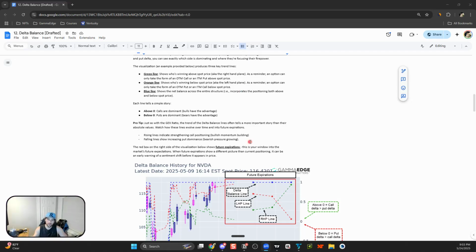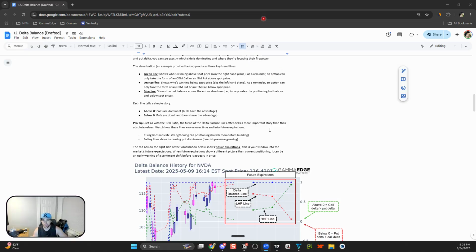The green line represents what is happening above spot price, or on the right-hand plane. As a reminder, an option above spot price can only be an out-of-the-money call or an in-the-money put. The orange line shows what's happening below spot price, and we call that the left-hand plane as well. An option below spot price can only be an out-of-the-money put or an in-the-money call.